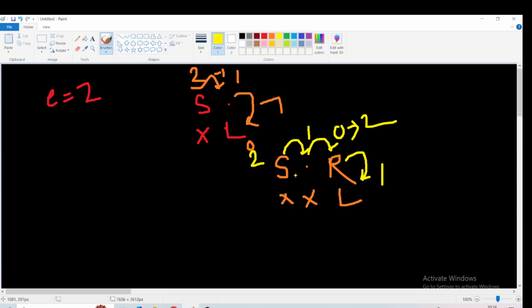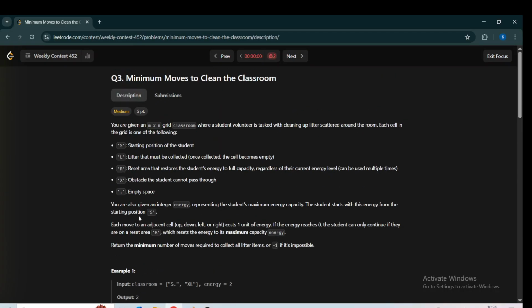So the total number of jumps needed here is 3. In such cases, we have to find the minimum number of jumps needed to clean all the litters of all the cells. Now, for solving the problem, some observations are required.